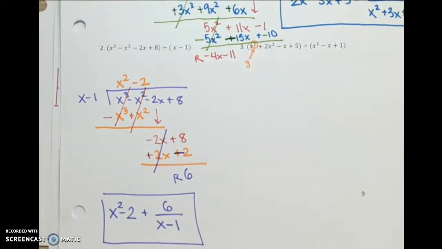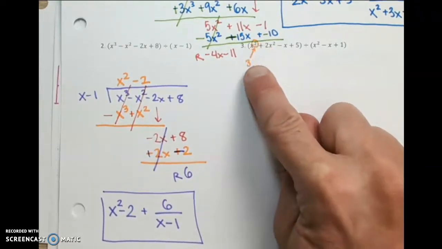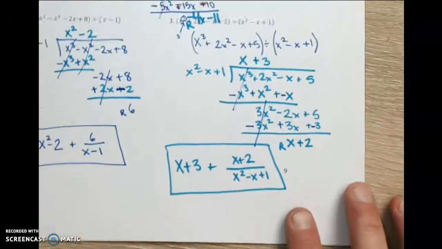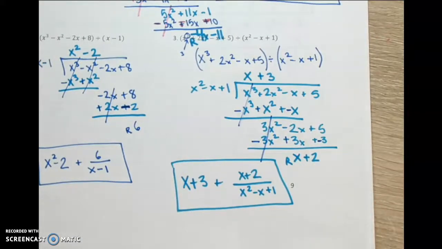Okay, I want you to try number 3. Again, please change that first degree or exponent to 3 and give it a shot. Take your time. Don't forget to change your signs of all the polynomials when you subtract. And pause now because I'm going to go ahead and show you the answer. Alright, here you go. X plus 3 plus remainder x plus 2 over your denominator x squared minus x plus 1.